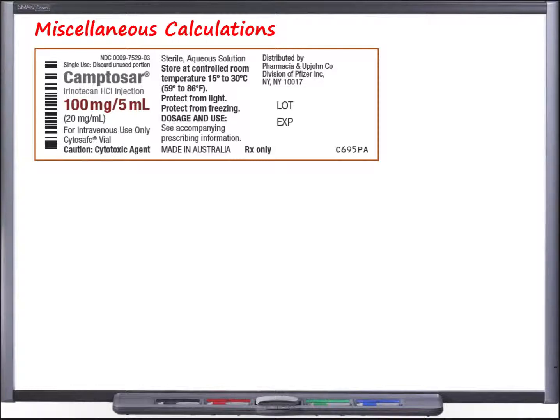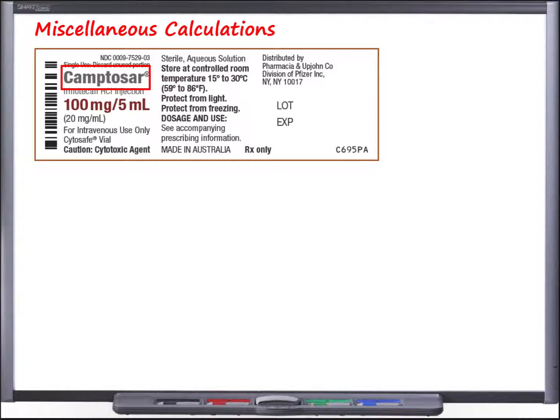So the first thing to interpret from this drug label, which was a vial of IV medication, is the drug name. What is the drug name? Well, be careful because remember, drugs have two names. So the first thing to get off of here in this case is the brand name. The brand name of this product is Camtosar.